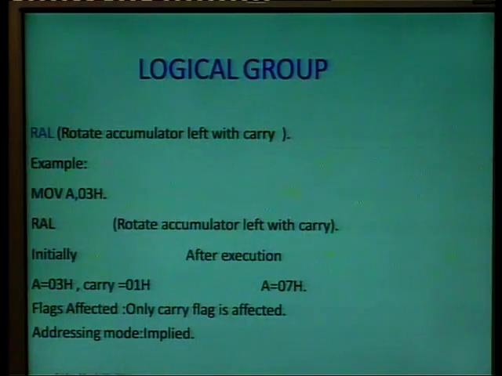RAL, rotate accumulator left with carry, means in this case 9 bits are rotated, 8 bits of the accumulator and 1 bit carry. When we execute RAL, all the 9 bits are rotated to the left 1 bit at a time, that is the carry bit will become the first bit of the accumulator, and the 8th bit of the accumulator will be transferred to the carry bit. In this way, the complete 9 bits will be rotated to the left.